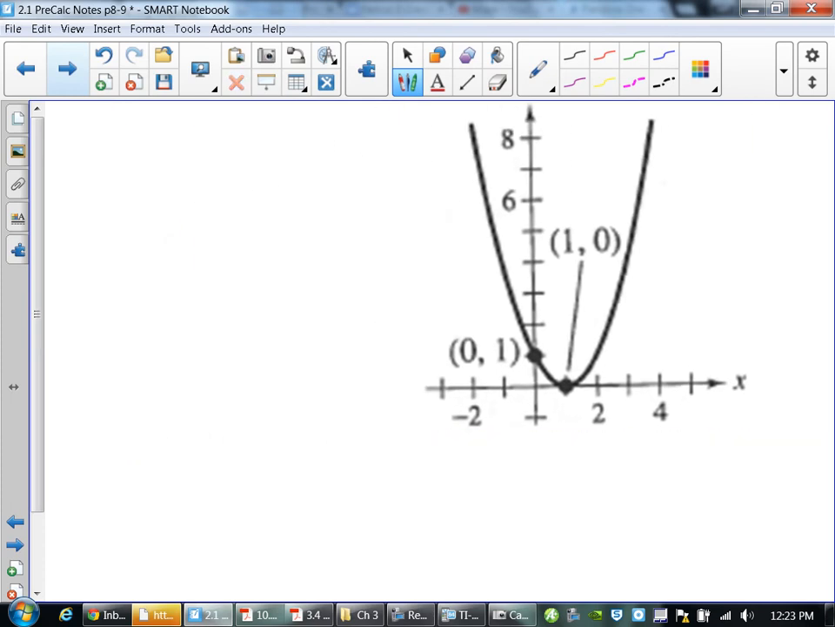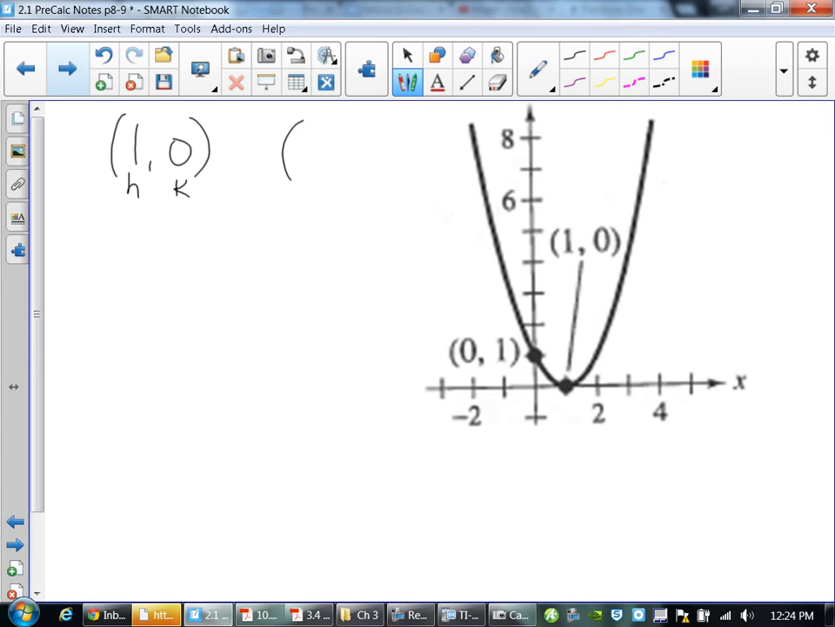Interpreting from a graph. Scary. So we have 2 ordered pairs there: 0, 1 and 1, 0. Which one is your vertex? 1, 0. So if 1, 0 is your vertex, what's your h and k? X minus... What's your h value in this? 1. And what's your k?